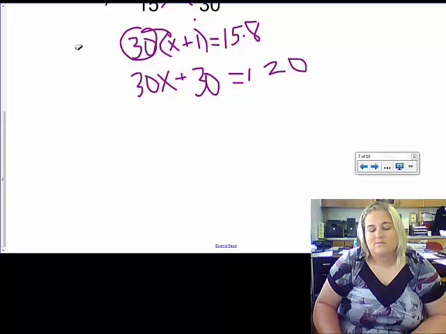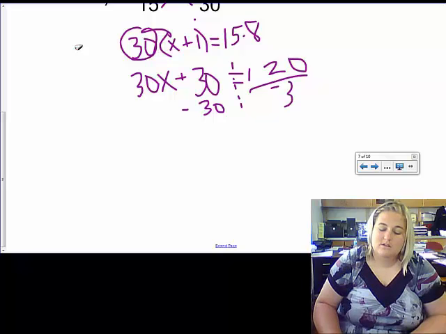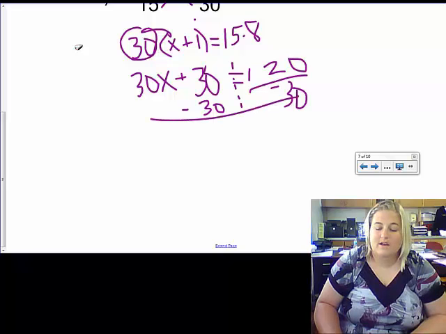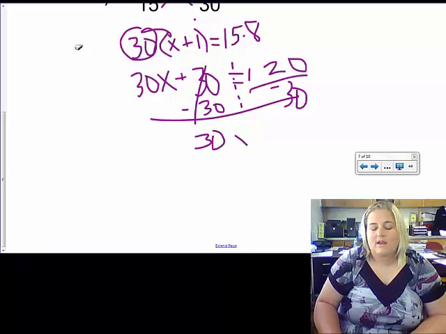And now I'm solving to get X by itself. So I need to subtract 30 from both sides of the equal sign. Whoops, I just put division and I should not have. So I'm subtracting 30 on both sides. That will cancel, leaving me with 30X equals 90.